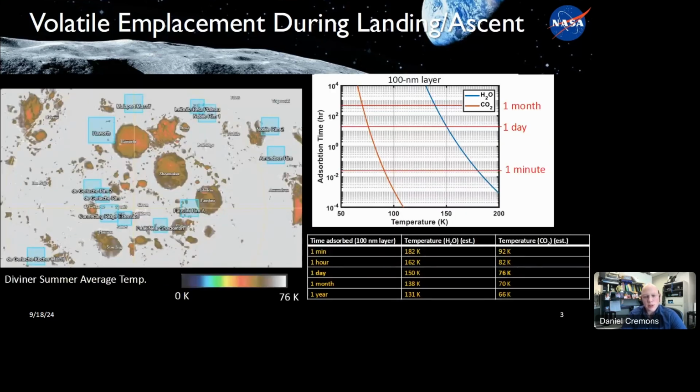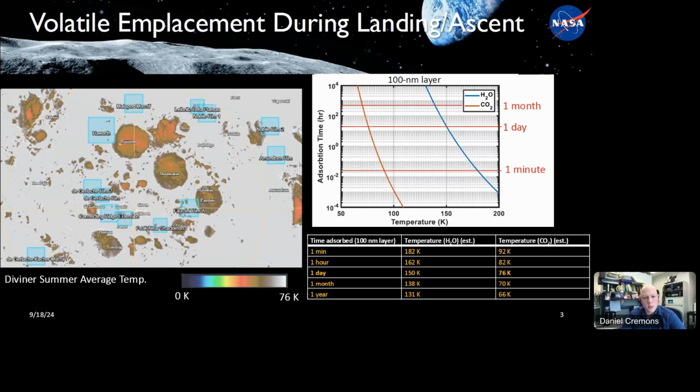Okay, so this is just an example of what we're talking about when we talk about short time scales and volatile emplacement. This is essentially looking at a 100 nanometer layer of both water and CO2. How long will that stick around on the surface for various surface temperatures? You can see in the plot in the upper right that we are looking at temperatures. Water sticks around on this hourly, daily time scale up to temperatures of about 150 Kelvin.